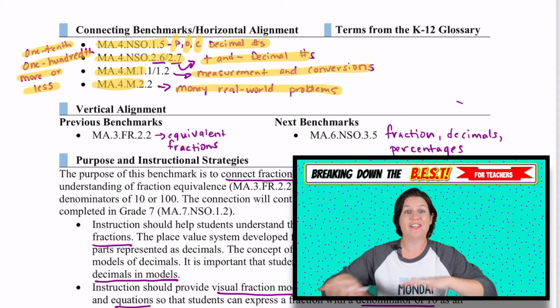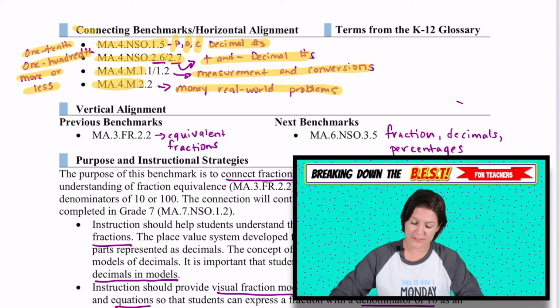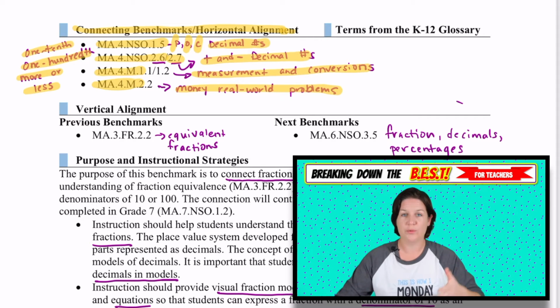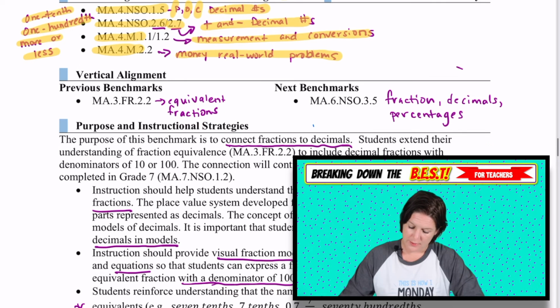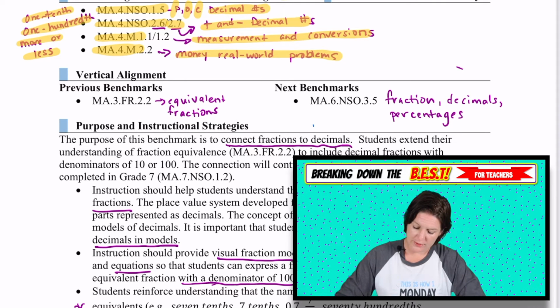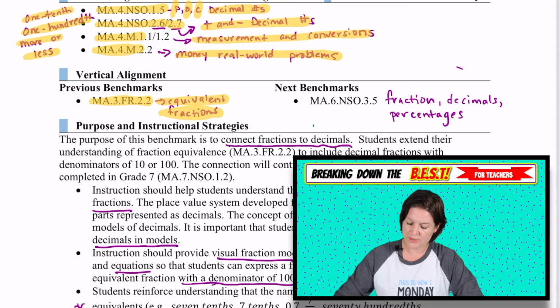Not necessarily all in this standard, but these are the connecting benchmarks that help to align with the standard we're talking about today. Where are they coming from? In 3rd grade, they practiced equivalent fractions. And where are they going?